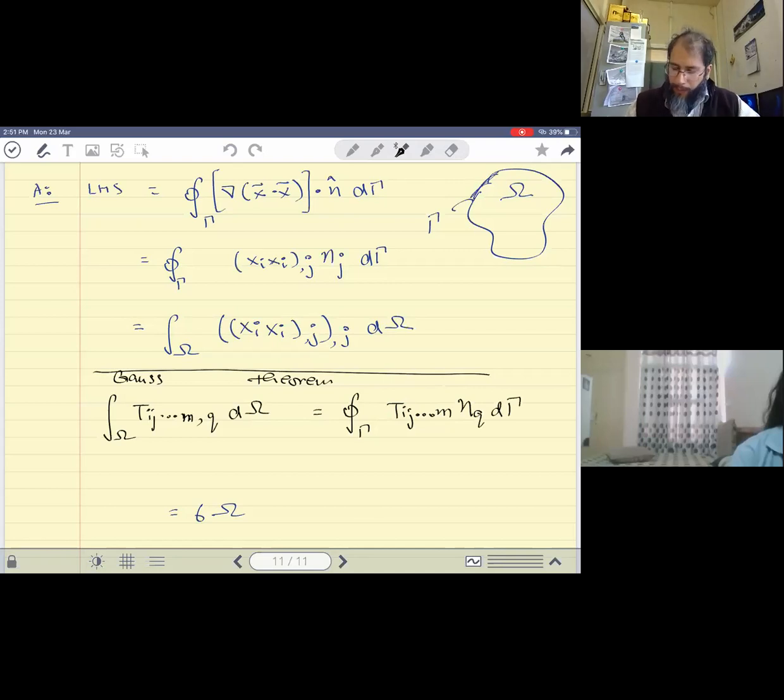All right. So as per the Gauss's theorem, in our particular case, T ij dot m in this case is equal to xi xi comma j, and our index q is the same as index j. So if we make these changes and apply Gauss's theorem the way it's written in the black color, we get this expression here.